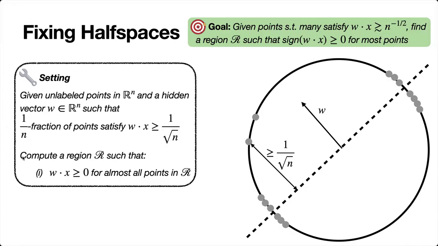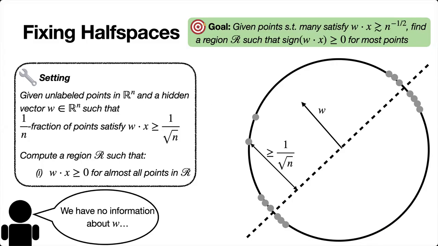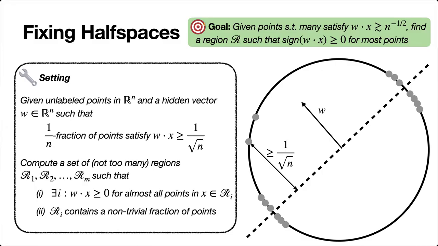Good. Now, our goal is then to compute a region where w dot x is positive for almost all points in the region, right? That's what we wanted to do to get our learning algorithm. Now, there's an obvious obstacle here, which is that there's no labels, so we really have no information about w. So we're not going to be able to do this. So we're going to need to relax this a little bit. In particular, we're not going to force ourselves to learn one region, but we want to compute a set of not too many regions, such that there exists one of them, such that our half space is positive for almost all points in this region.